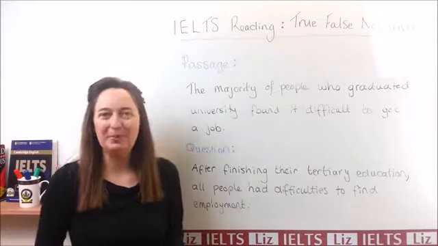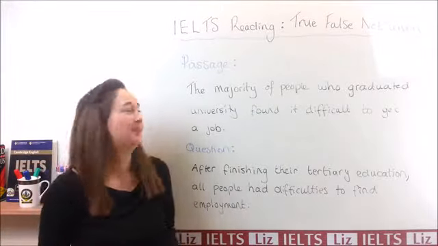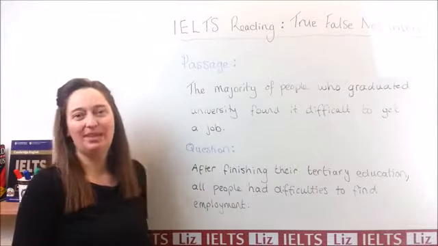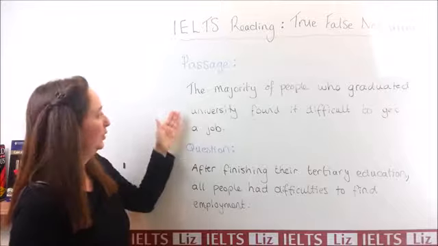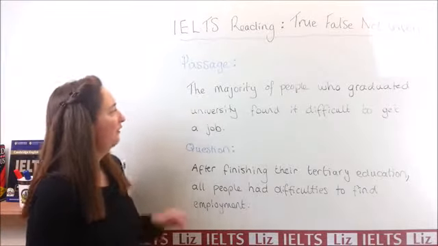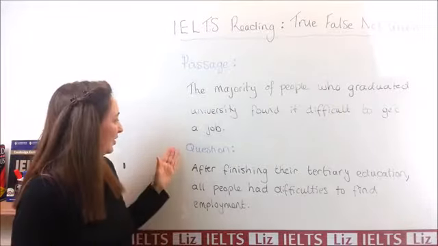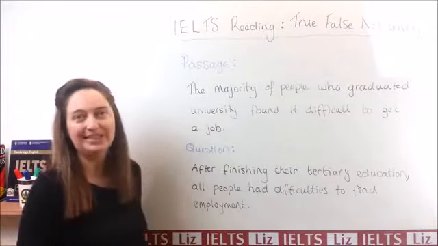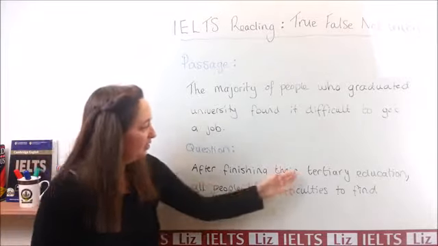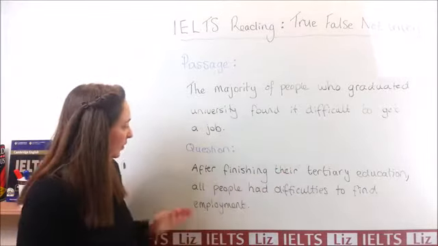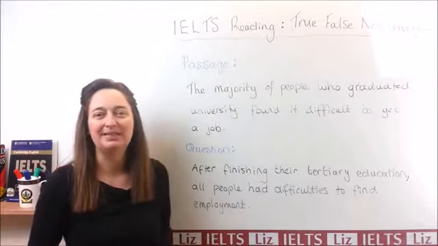Here is a typical example of a question for true, false, not given. This is the information in the reading passage. The majority of people who graduated university found it difficult to get a job. And the question, the statement in the question, is after finishing their tertiary education, all people had difficulties to find employment.